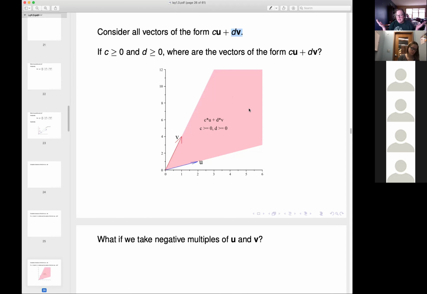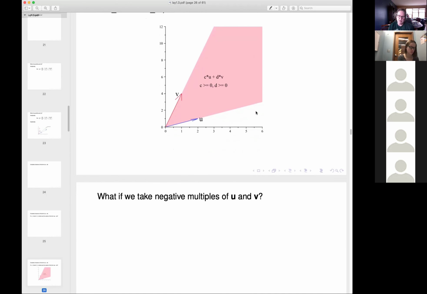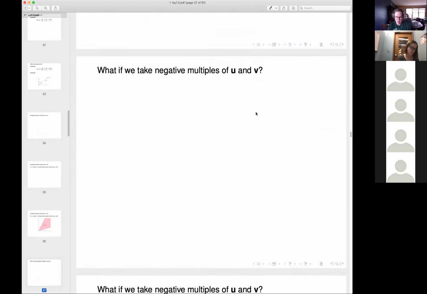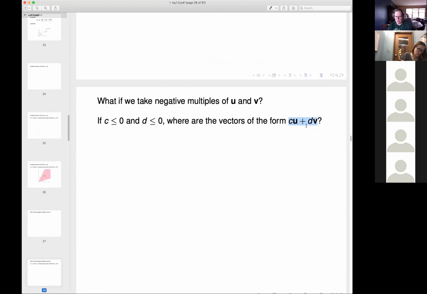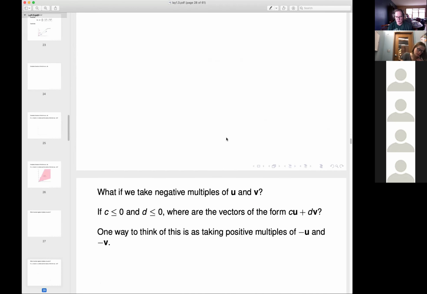But there's nothing that says our multiples have to be non-negative, right? Scalars can be any real numbers. All right, so I said, well, what if we take negative multiples of u and v? So we do c times u plus d times v, but we assume that c and d are both negative.